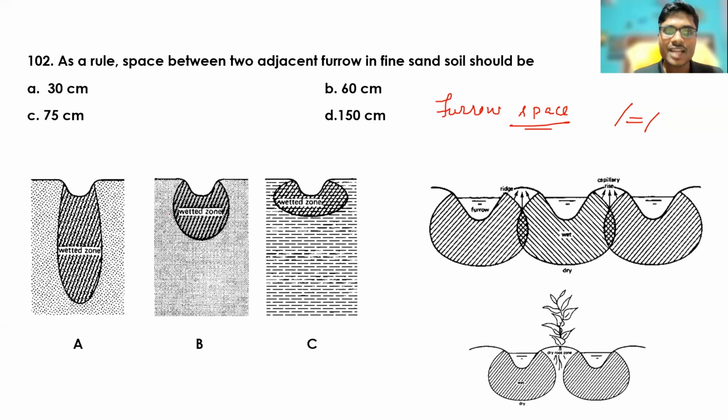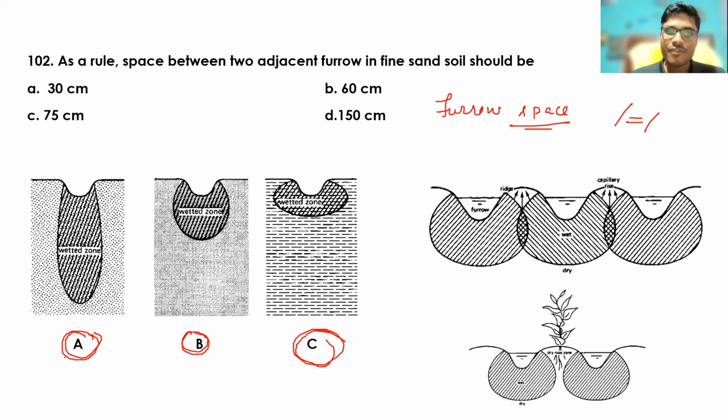Here 3 figures are shown, showing the water distribution or wetting pattern in different soils: figure A, figure B, and figure C. Quickly tell me which figure is for which soil. By seeing these figures, tell me which soil figure A is for, which soil figure B is for, and which soil figure C is for. Quickly write the correct answer in the comment section. Now I am going to tell the answer.